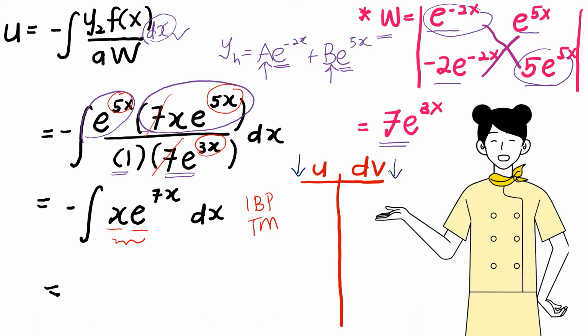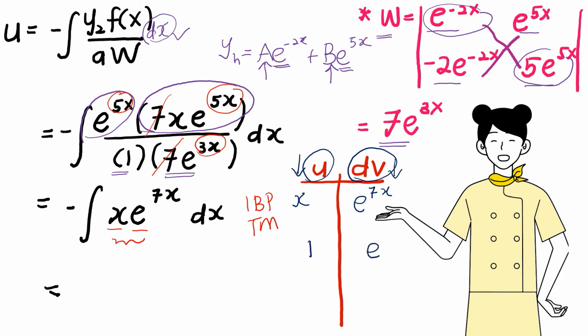This is the column for you to differentiate, and this is the column for you to integrate. I would suggest putting the polynomial function inside your u column, because we wish to differentiate until we get 0. And then the remainder goes in your dv column, which is the part for you to integrate. So I put x here because x is a polynomial, and this one is e^7x.